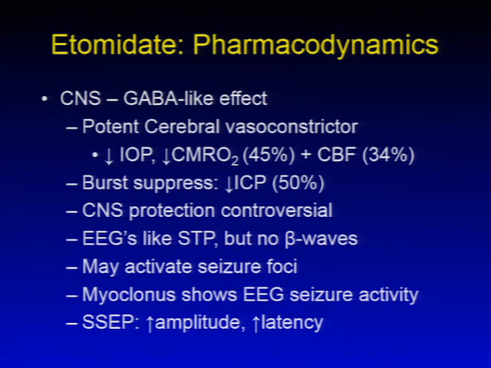EEGs are typically like sodium thiopental, but without the beta waves. It may actually activate patients who have pre-existing seizure foci. Myoclonus usually also shows up on the EEG as seizure activity. The SSEP effect of this is unlike the other agents. You actually get an increase in amplitude and latency, whereas the others will cause a decrease in amplitude and an increase in latency.